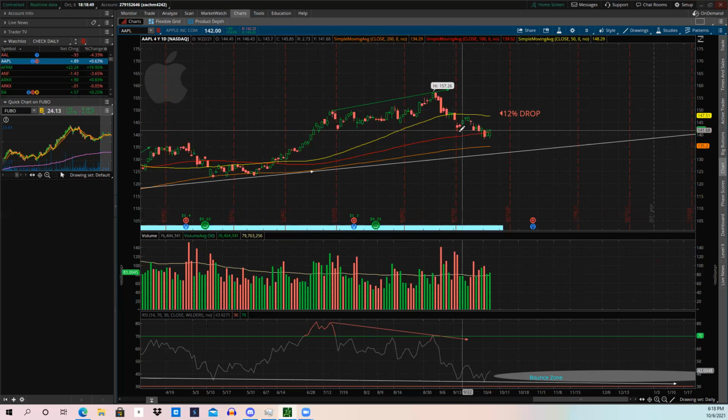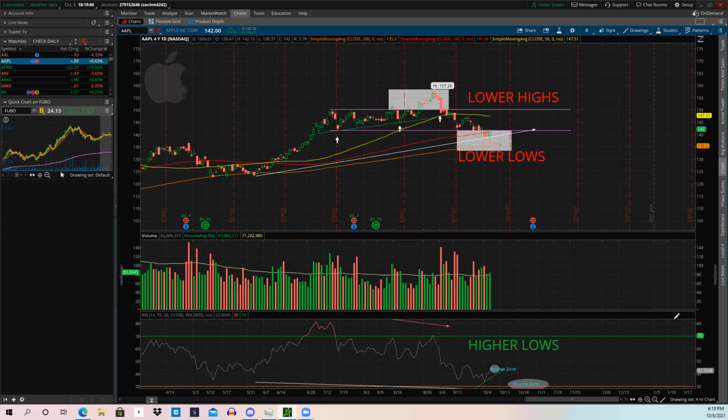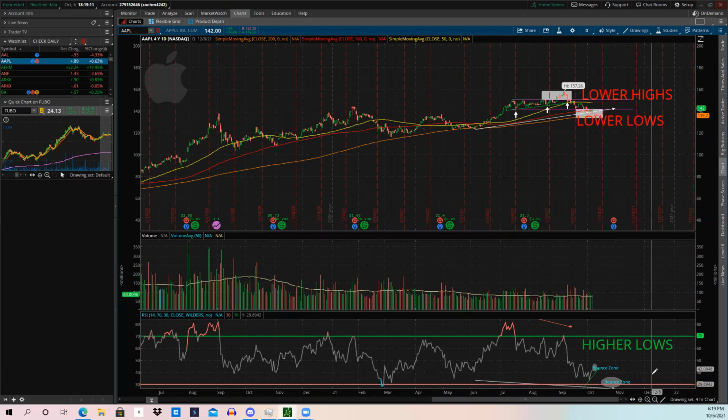All right. Of course, we had some pullbacks or pull-ups, whatever you want to call it. We got rejected at our 50-day simple moving average, and we are currently battling the 100-day simple moving average as a support and resistance level. Again, we're going to go down a little bit further, okay? And we're going to look at the 4-hour chart now. All right. So on our 4-hour chart, here's what I want to show you guys.